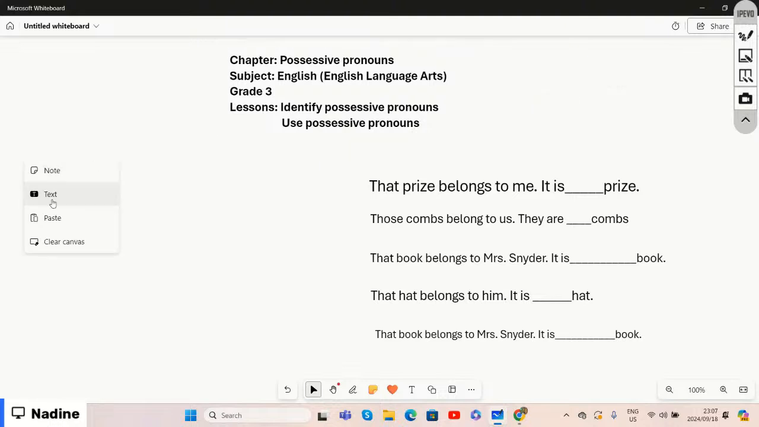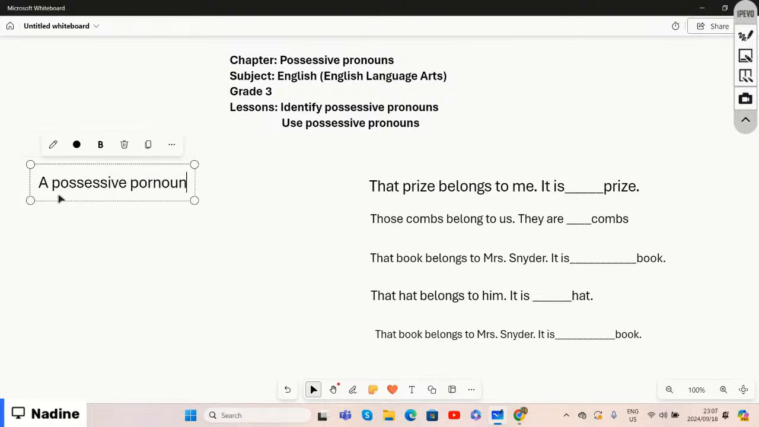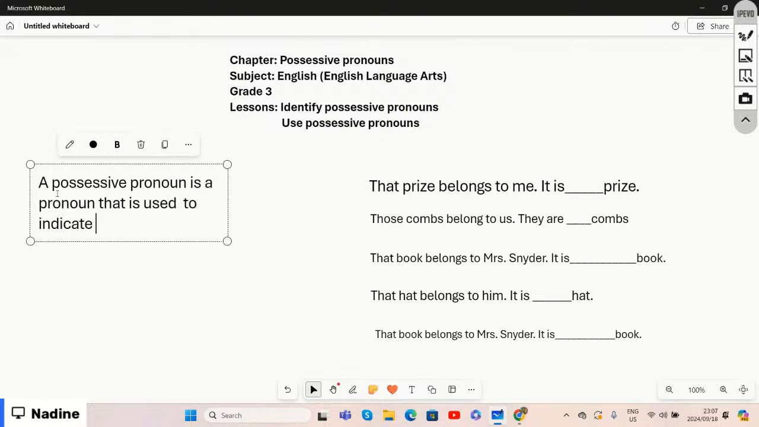And a possessive pronoun, right? A possessive pronoun is a pronoun. Remember, a pronoun takes the place of a noun. So a possessive pronoun is a pronoun that is used to indicate possession, right? Or ownership of something or someone.